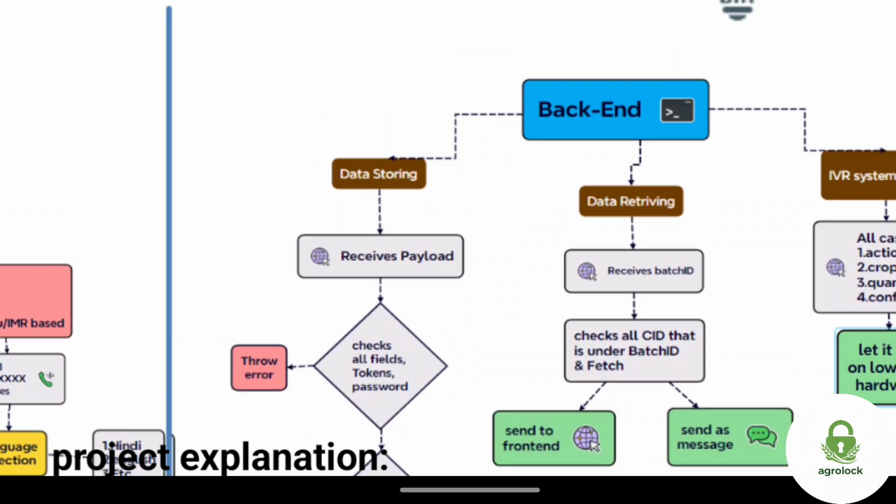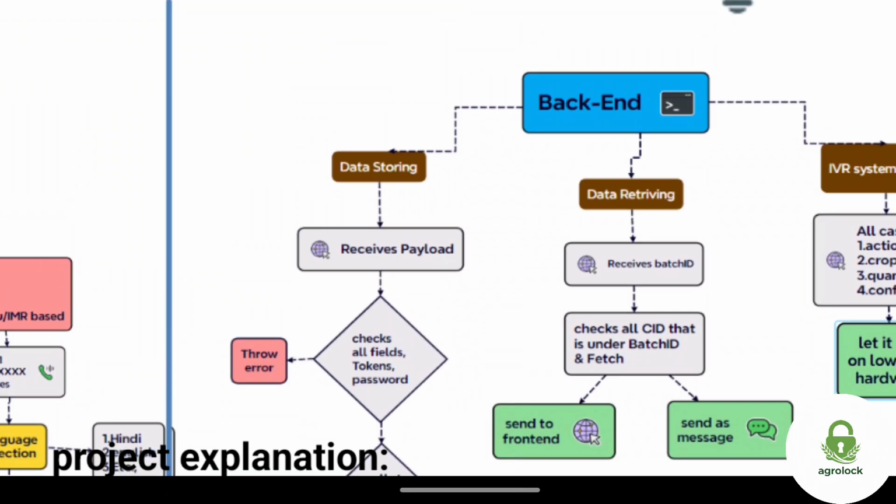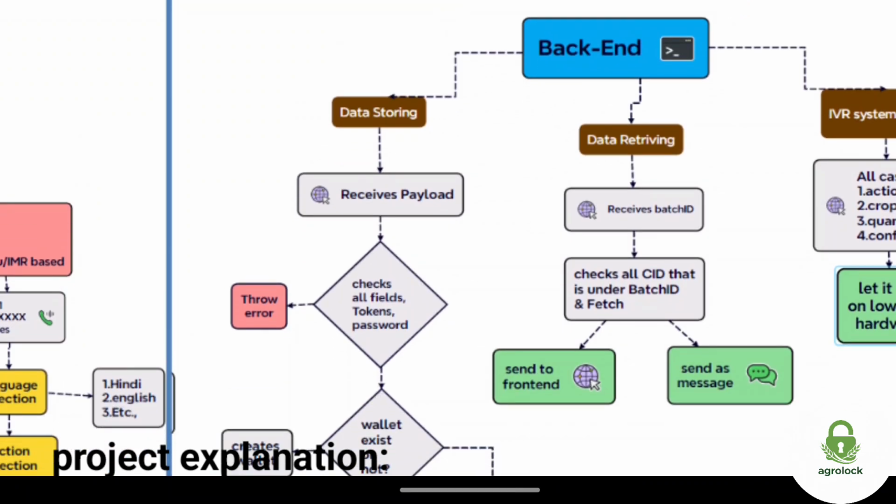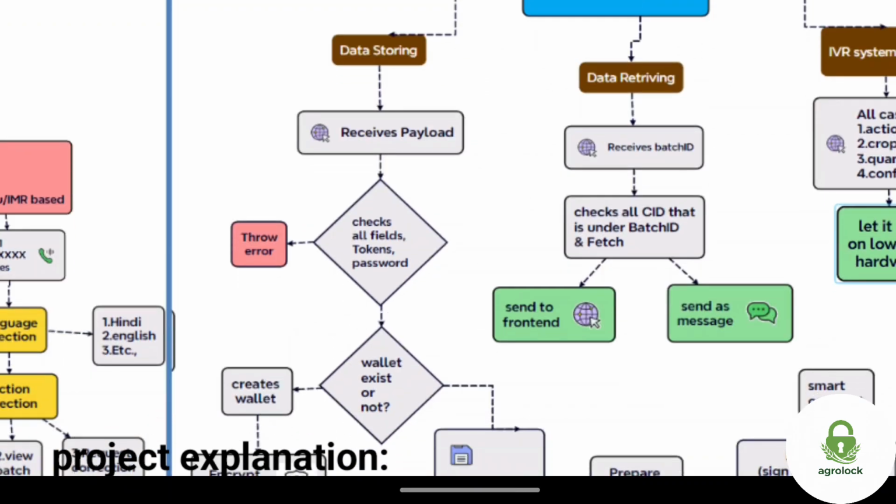In the backend, there will be three types: data storing, data retrieving, and IVR system. In data storing, it receives payloads. As in the front end, the data payload is generated. Here, the data storing receives that payload and checks all the fields, token, and password. If there is an error, it will throw it.